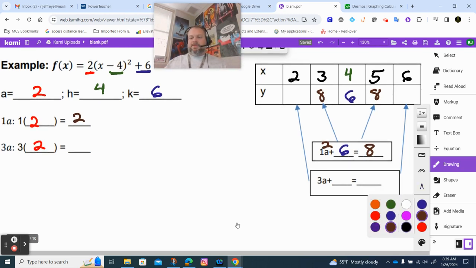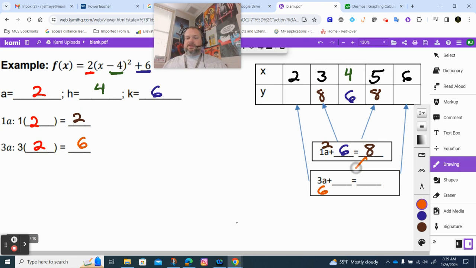All right. I did orange. That probably wasn't a good idea, but oh well. All right. Over here for 3A, what's 3 times 2? 6. So 6. All right. We add it to this number, 8. What is 6 plus 8? 14.